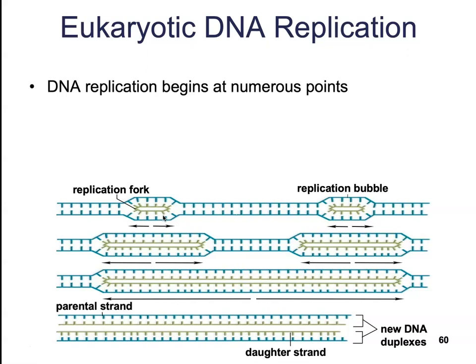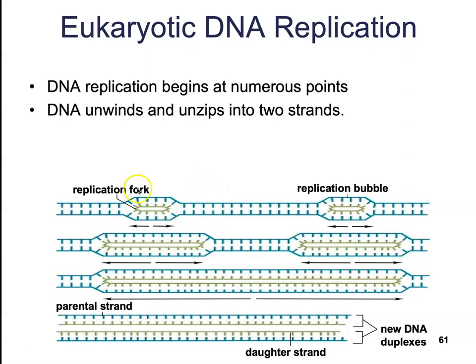The DNA is going to unwind from its helical form and unzip into two strands. As it is unzipping, DNA fragments or nucleotide base pair fragments are going to start to fill in the missing pieces. So that way, by the time these replication forks or these replication bubbles join together, we have a completed parental strand of DNA.